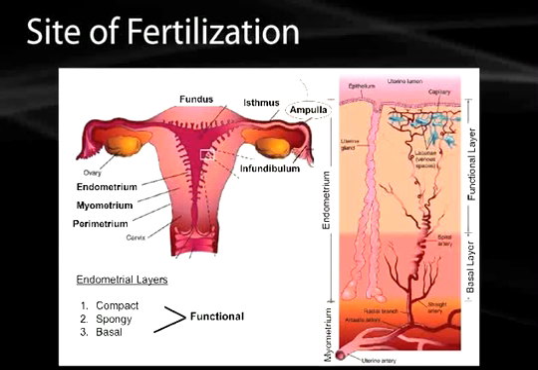If there is no implantation because fertilization did not occur, then it's the layer between the basal and functional layers where the spiral arteries will retract, hydrodissect away that entire functional layer.